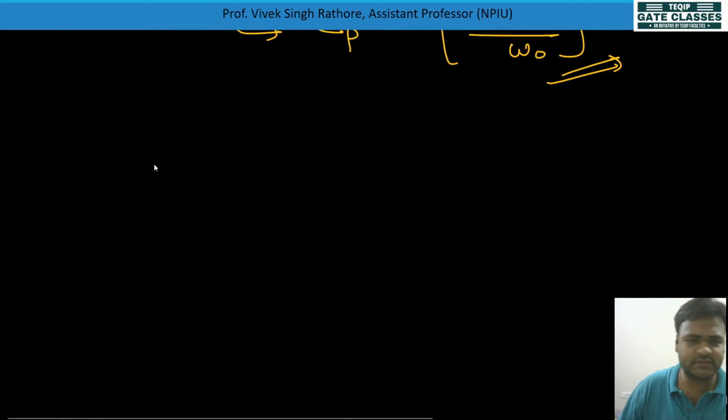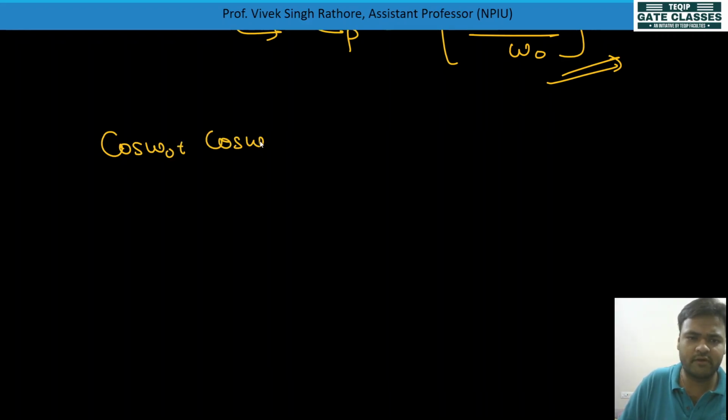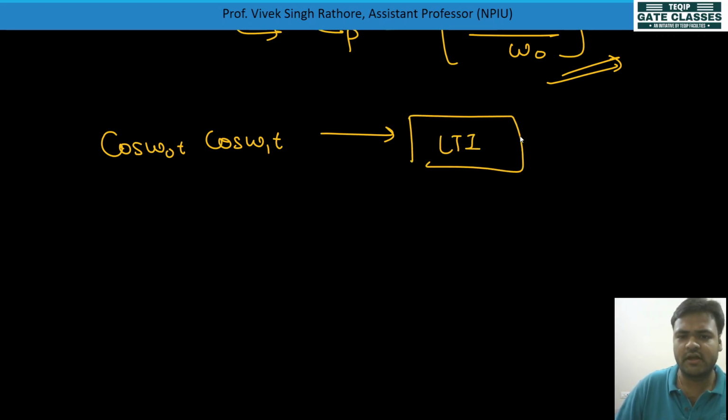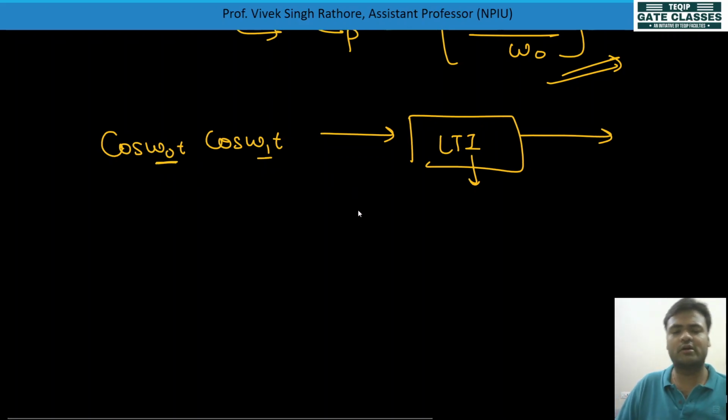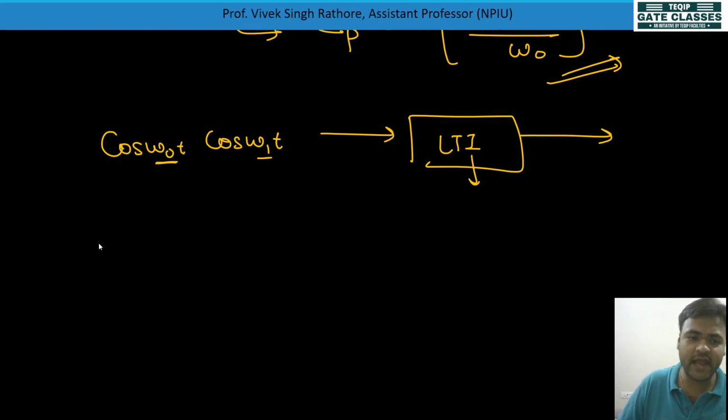Let's move on. If there is a group of frequencies, let's suppose cos of omega naught t plus cos of omega 1 t is the input to an LTI system, and now the output will come. Now this LTI system will provide some delay to a group of frequencies. Now see, frequencies are more than one. So when an LTI system offers a delay to a group of frequencies, that delay is called group delay.